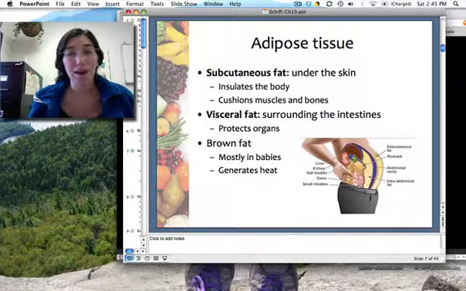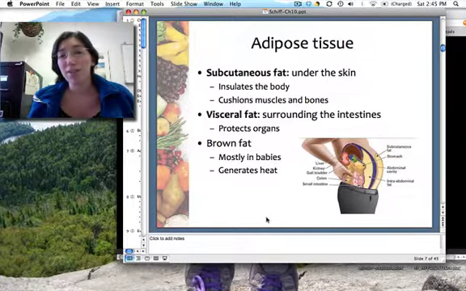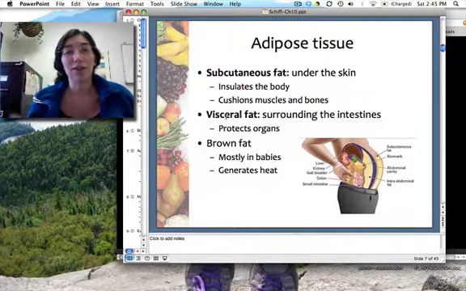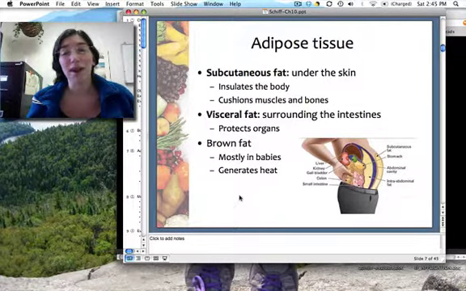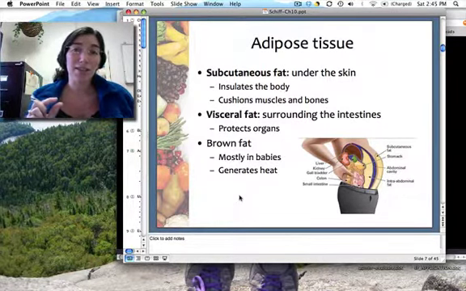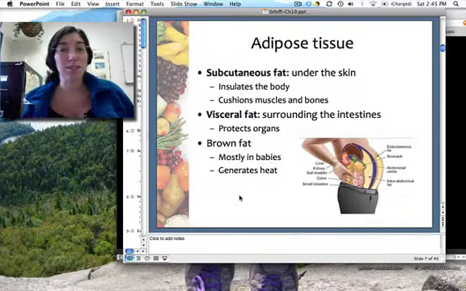This third type of fat that the book mentions is brown fat. Brown fat is found in very, very small quantities in adults. Brown fat is not so much for storage of energy. Both subcutaneous fat and visceral fat, we store triglycerides for energy there. But brown fat is a totally different type of cell, of adipose tissue, and it has a ton of mitochondria. And if you remember, mitochondria are the little organelles inside of cells that are responsible for producing cellular energy, ATP.